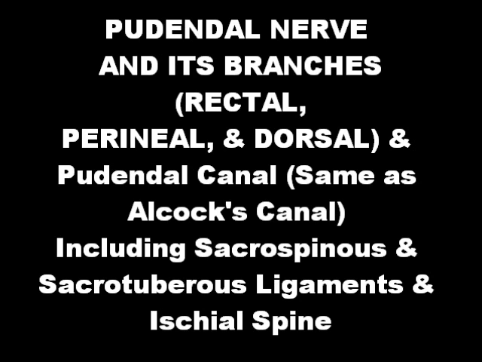And if you have entrapment in that location, you can also have other symptoms that go throughout the rest of the pudendal nerve, including the perineal and the dorsal. So it can also affect your urination and your genital area if you're entrapped at the rectal branch. The next branch is the perineal branch.